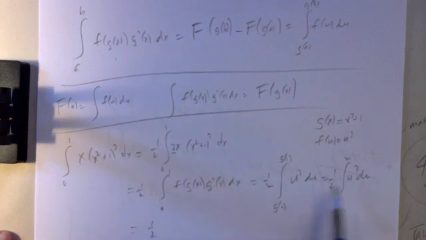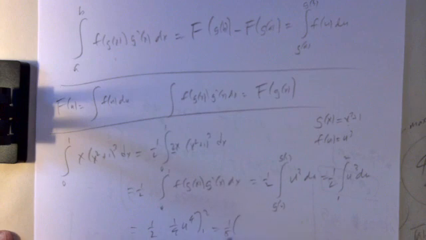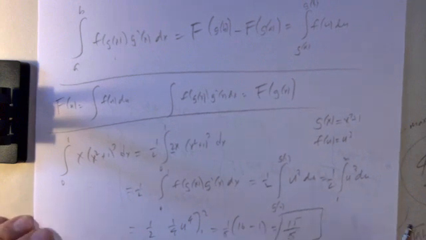That's 1/2. The integral of u cubed is 1/4 u to the 4th, evaluated from 1 to 2. 1/2 times 1/4 is 1/8. 2 to the 4th is 16. 1 to the 4th is 1. So we get 15/8.